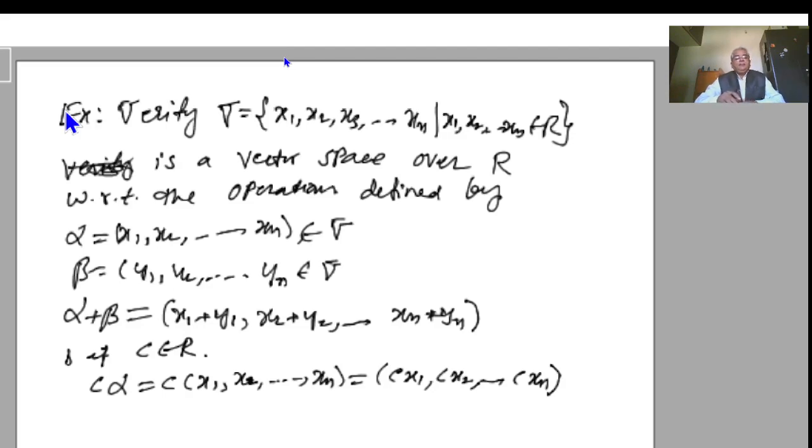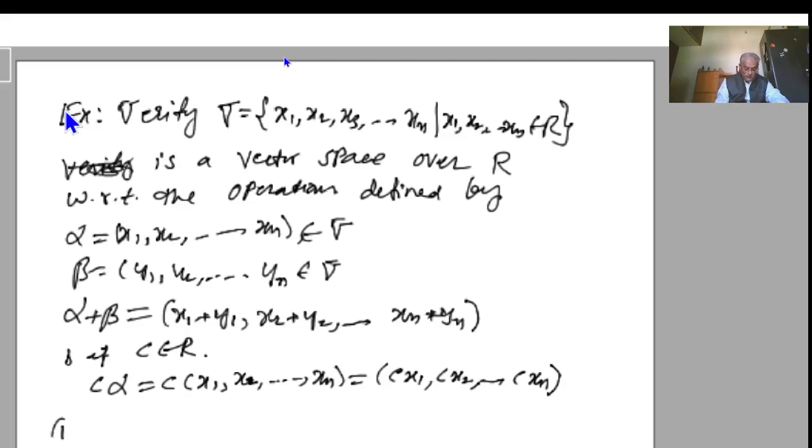We have to verify V is a vector space over the field of real numbers, right? For that, we have to show the first axiom: V comma plus is an abelian group. Second one, associative law. Third one, distributive law. And the last one, 1 times alpha equal to alpha. These four axioms we have to verify.